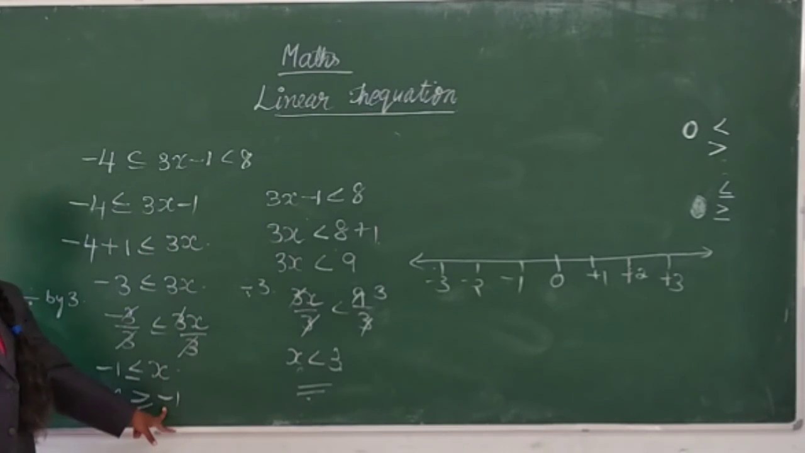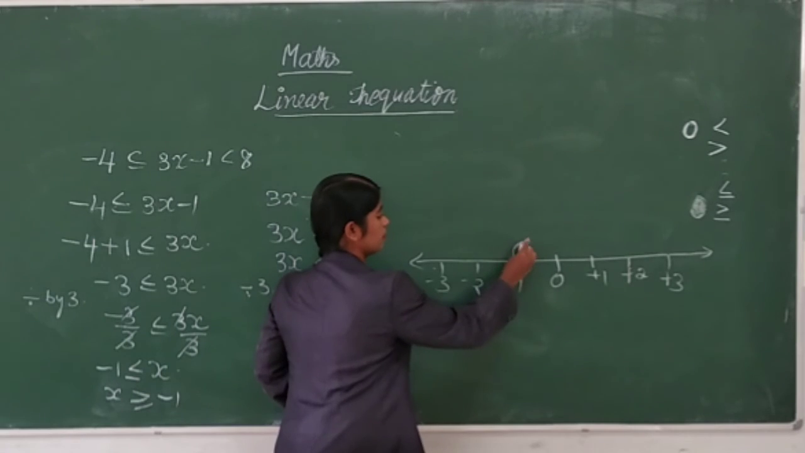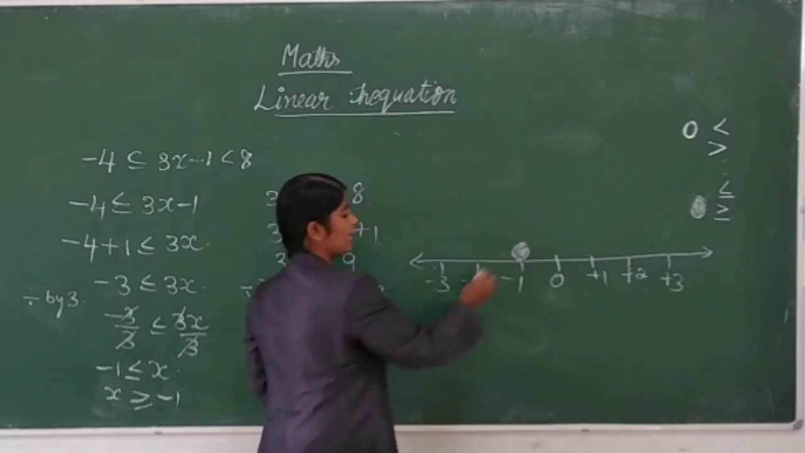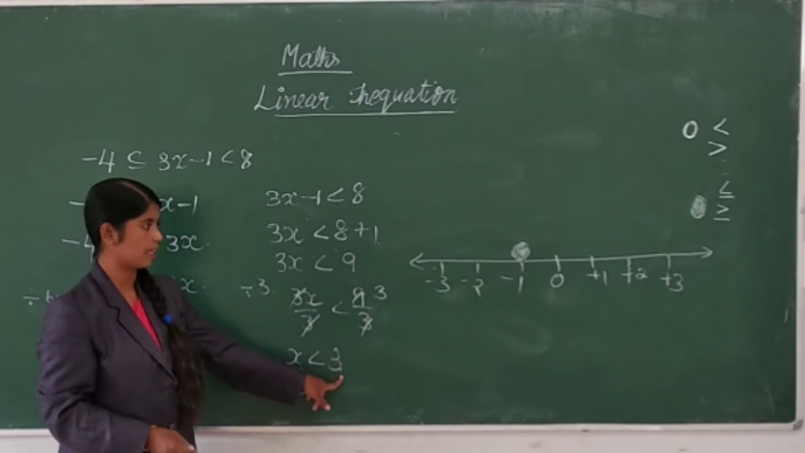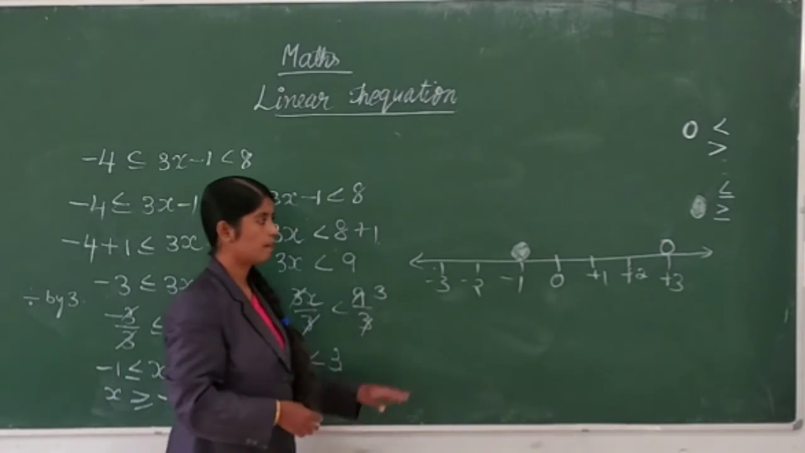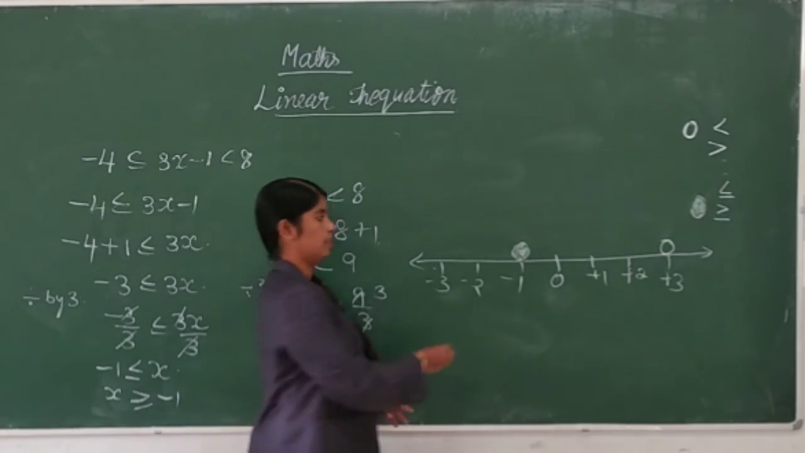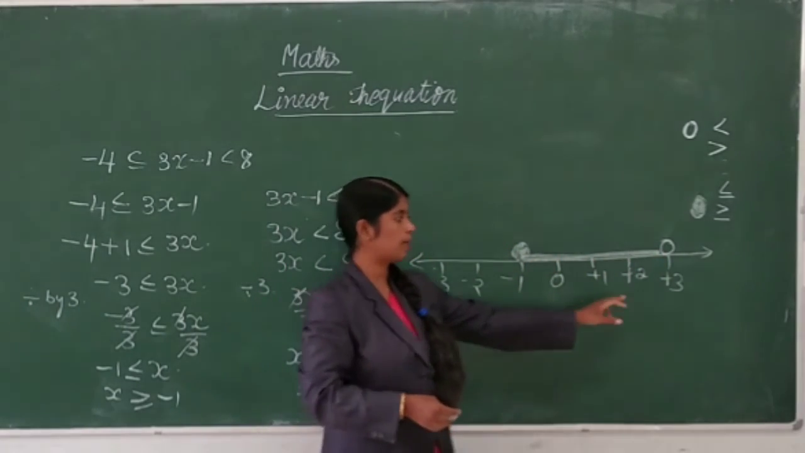Okay, just greater than or equal to minus 1. So mark from minus 1, since it is equals to. Since it is equals to, you have to draw a filled circle. And the second value we have here, x is less than 3. Mark on 3. Since it is strictly less than, we keep it as a hollow circle. So join these two. The x value is in between minus 1 and 3.